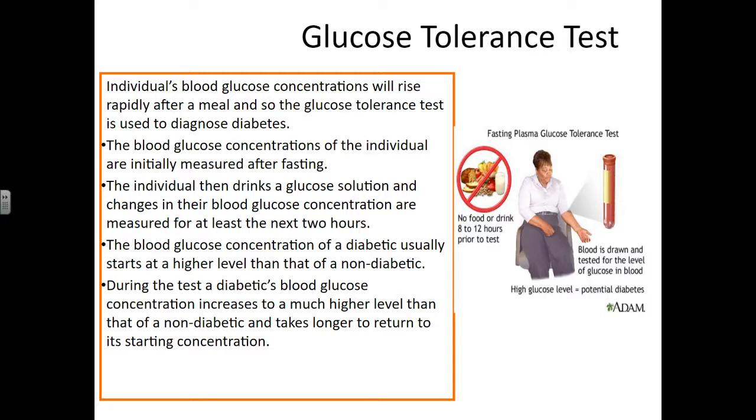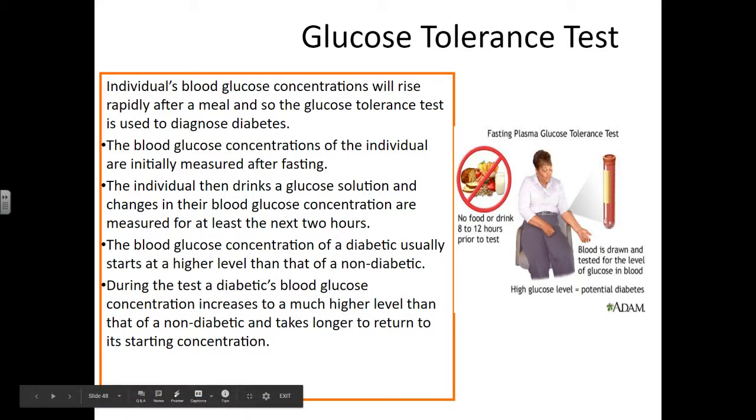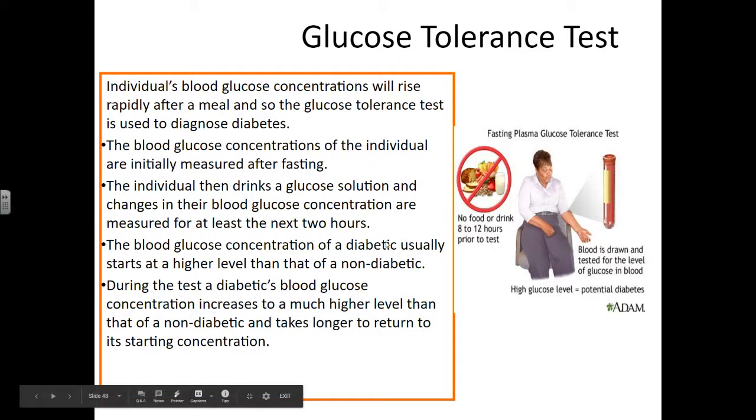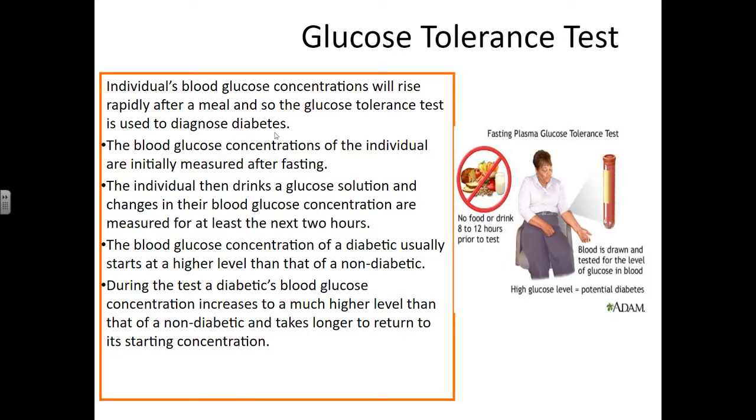When you have a sugary drink, your body, your pancreas, immediately notices the blood sugar level going up and starts to produce that insulin. So a diabetic's sugar will start higher and it will get much higher and much quicker than a non-diabetic. It'll take longer to return to its starting concentration as well. So they have some level of control. Their cells can still access some of the glucose, and the glucose levels will eventually drop back to what it was before the test. But that level will still be higher than a non-diabetic, and it will take a lot longer.